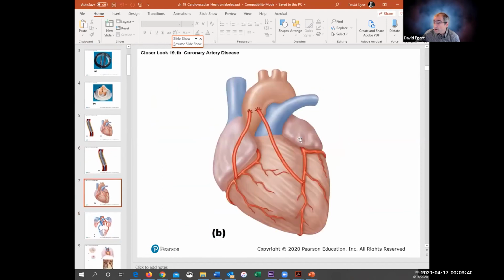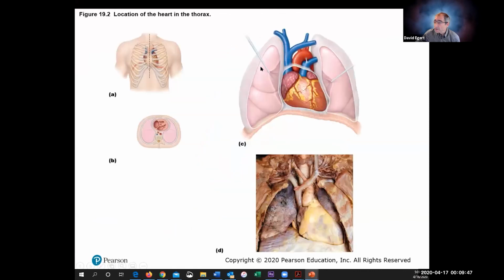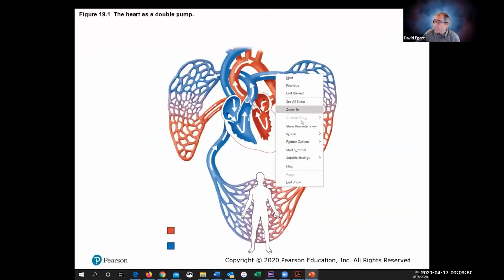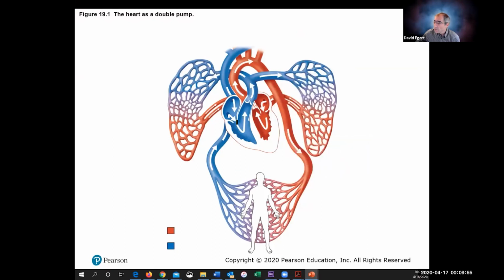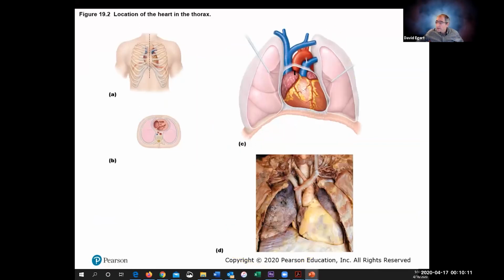So let's talk about the heart briefly. You should know the basic circuits. You've got the main systemic circuit going off to all of your body, and the pulmonary circuit going to the lungs, which is much shorter and needs less pressure to keep the blood flowing because there are not as many blood vessels it has to sustain. Here's the heart in its little pericardial sac.